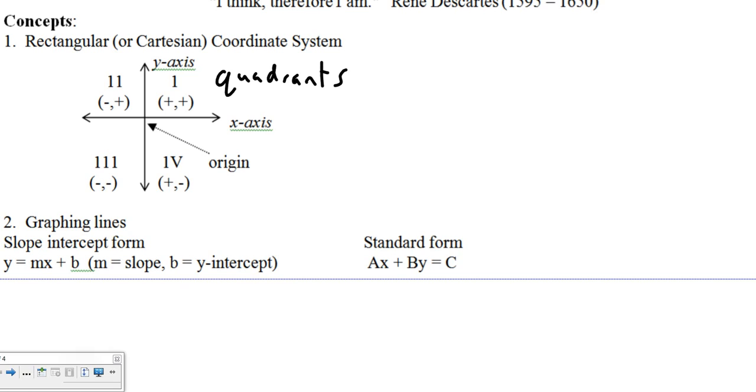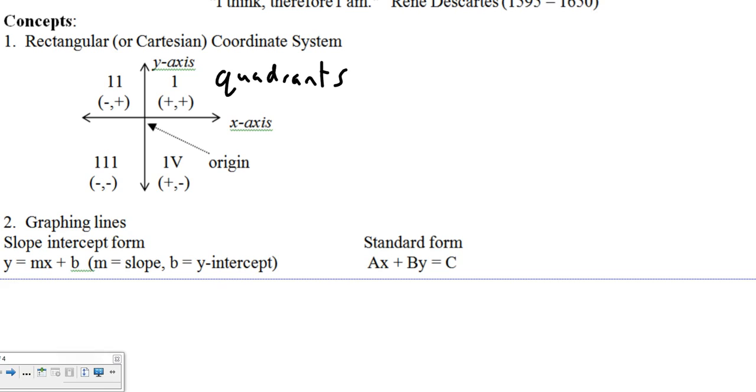This isn't a piece where you just look at it and say, okay, I've got it. We're going to be actually using quadrants for a long time in trig. So you're going to want to know those, and it's just a matter of starting with the first one and going counterclockwise.